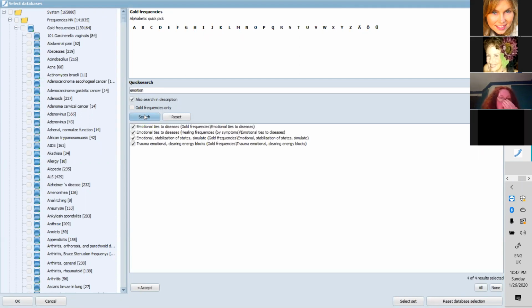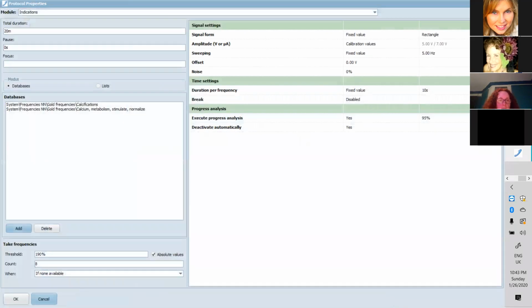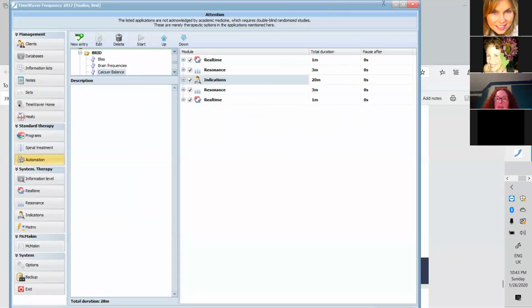Okay, then I've got these 4 really, really useful sections of the database. Emotional ties to disease, gold frequencies and another database of healing frequencies, stabilization of emotional states, and clearing of emotional blocks and trauma. So inside each of these folders, there are many frequencies. So if I include those, they will also be analyzed and given to the client every time she uses it, analyzed newly each time she uses it. Okay, so let's continue.